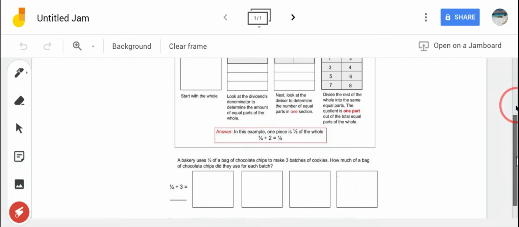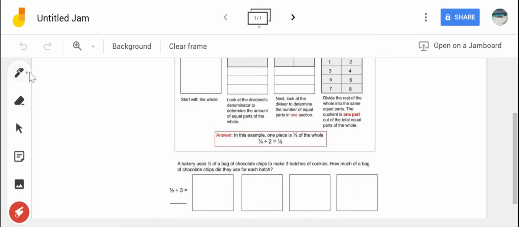So let's do one together. I'm going to switch over to my marker, my pen. A bakery uses 1/2 of a bag of chocolate chips to make 3 batches of cookies. How much of a bag of chocolate chips did they use for each batch? Here is my equation, 1/2 divided by 3.